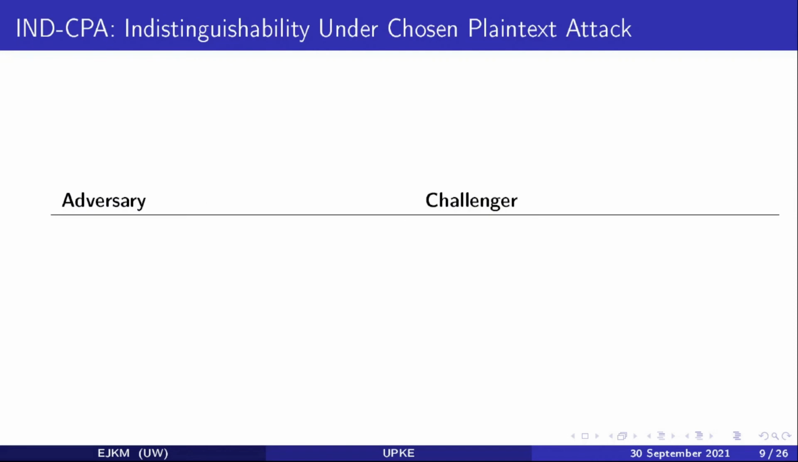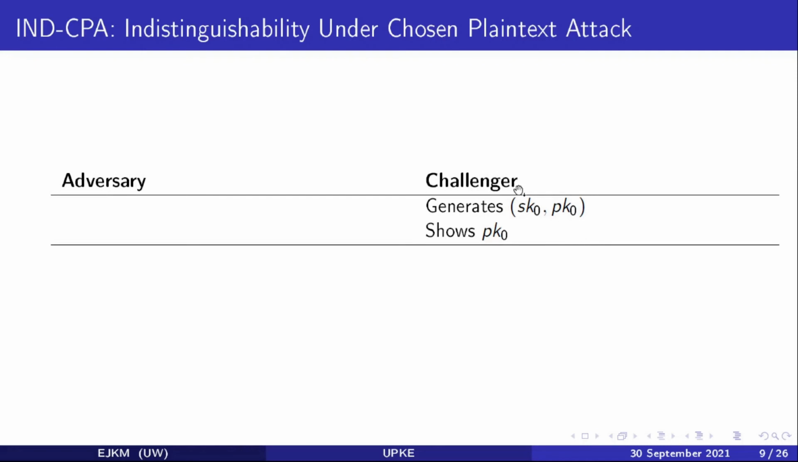We want our UPK schemes to be what we call IND-CPAU. This means indistinguishable under chosen plaintext attack with updatability. This is a modification on the classic IND-CPA definition that has the following game. We have our adversary and our challenger. The challenger starts by generating the secret and public key and presents the public key to the adversary.